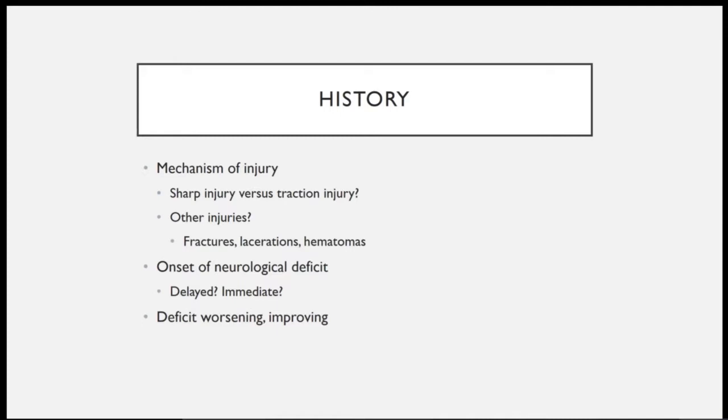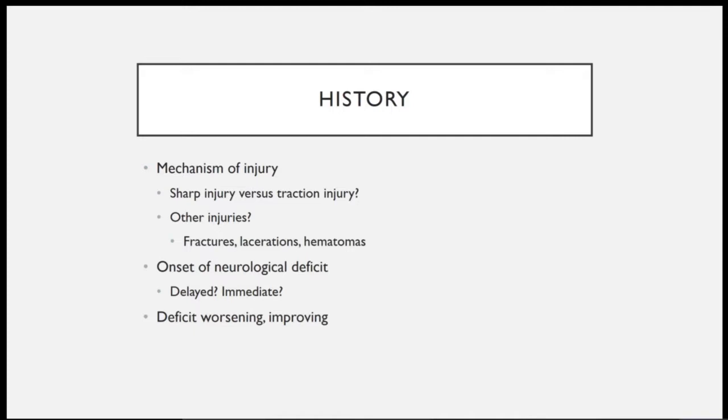Or is this a traction injury? So is this like a motorcycle accident, where the head goes one way, the shoulder goes the other, and then you have weakness in a very specific distribution? Commonly this would be like an upper trunk palsy, because that has to be dealt with in a much different way.